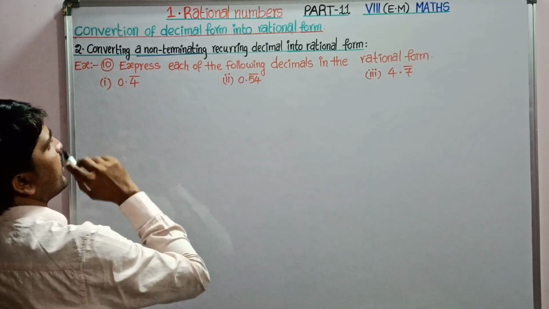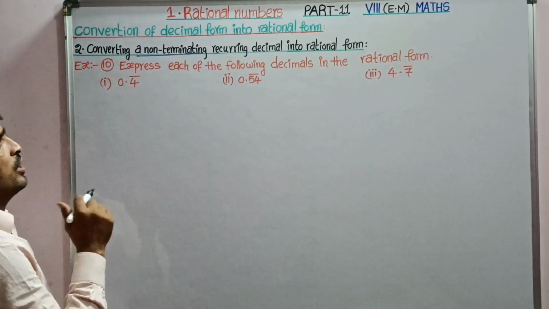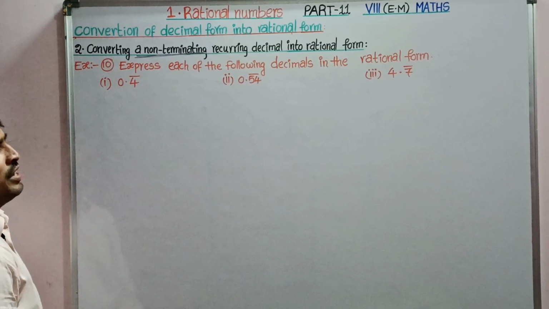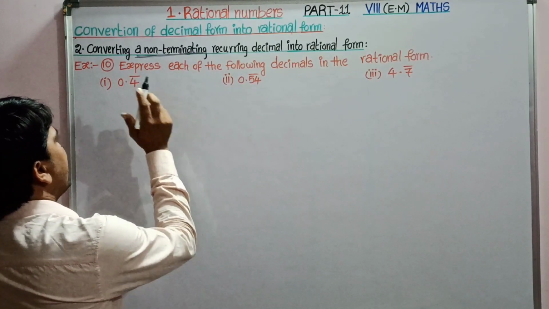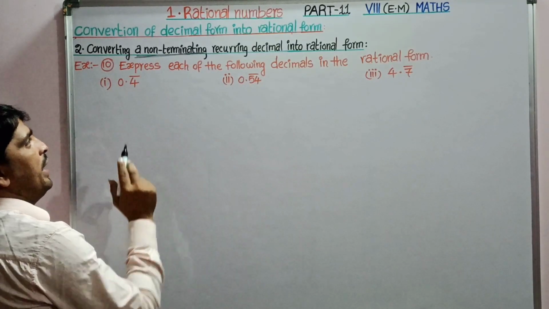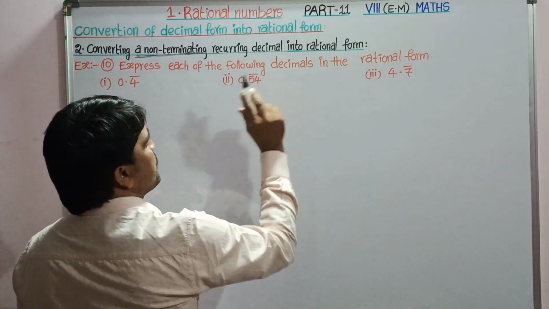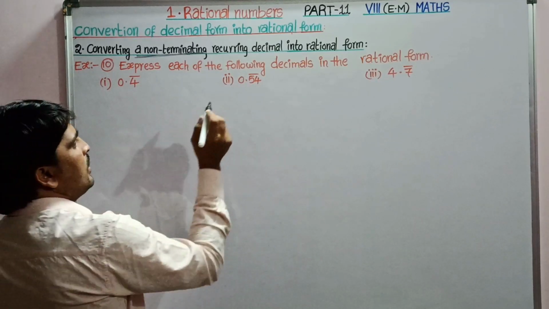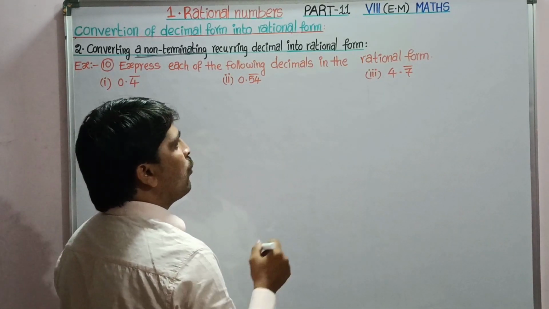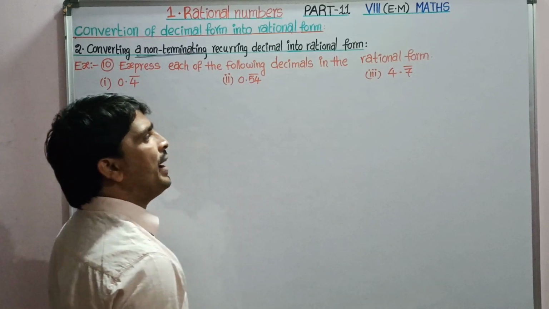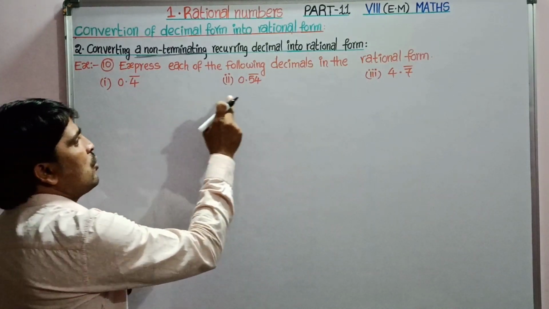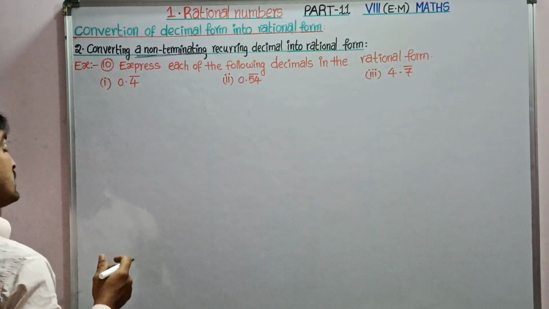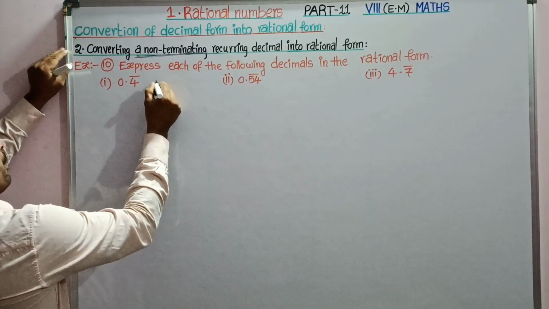Converting non-terminating recurring decimals into rational form. For that, let us take example 10 of the textbook. Express each of the following decimals in the rational form. First one is 0.4 bar, second one is 0.54 bar, third one is 4.7 bar. Yes, each of these is a non-terminating recurring decimal. First of all, let us see 0.4 bar.